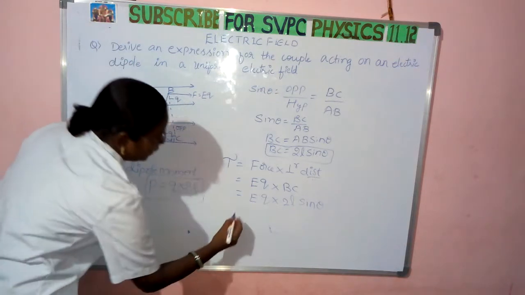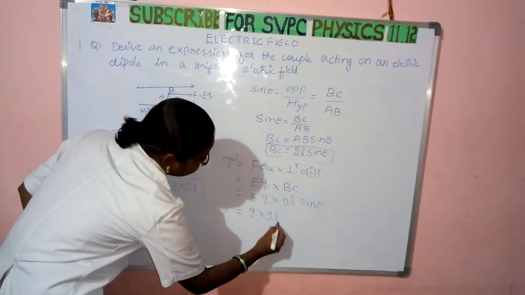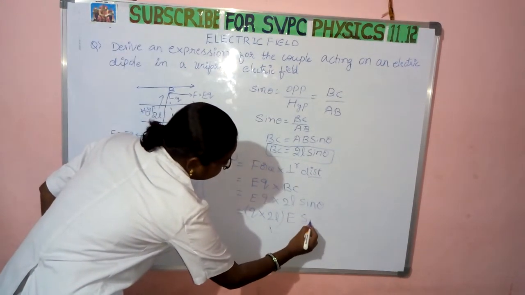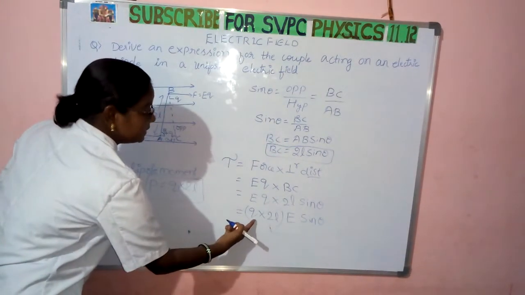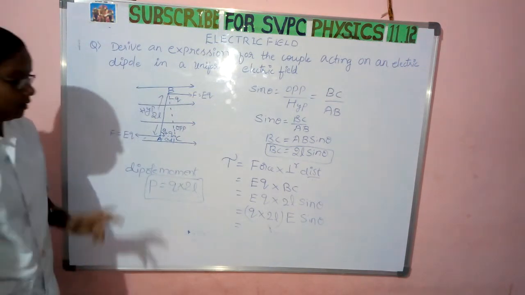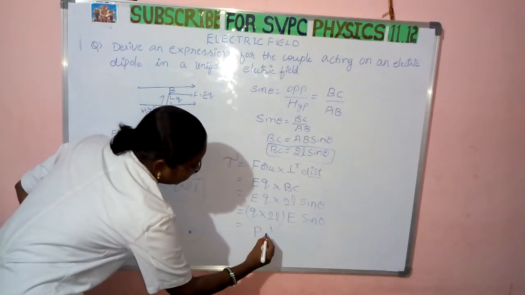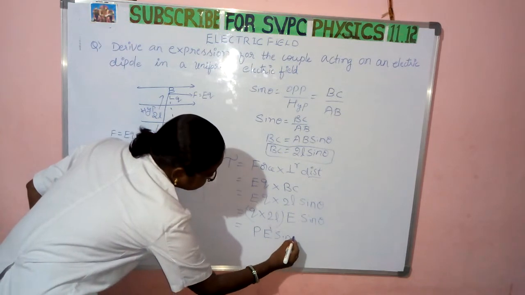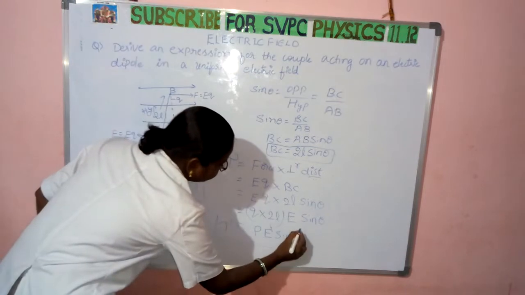So now what I'll do, first I'll write the term Q into 2L in one bracket. Then I'll write E here, then sine theta. Then what happens? Instead of Q into 2L, I can write dipole moment P. So I'll write P E sine theta. This is the expression for torque.